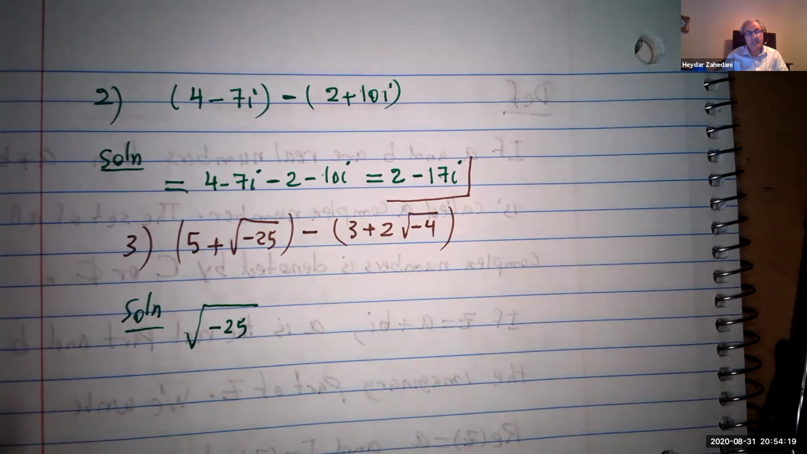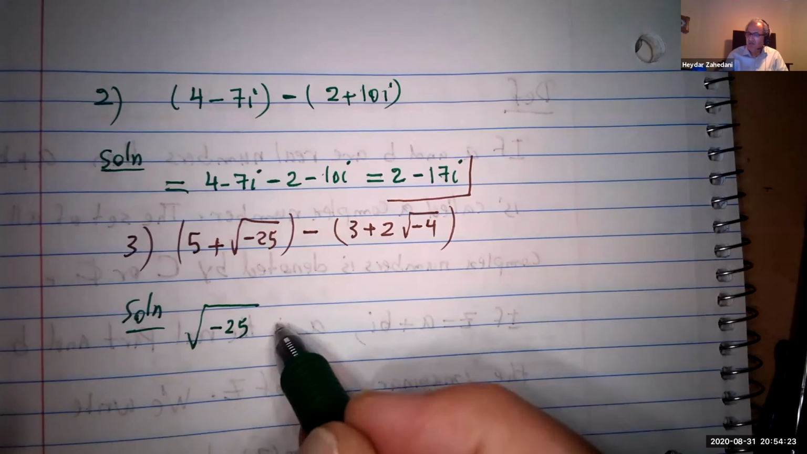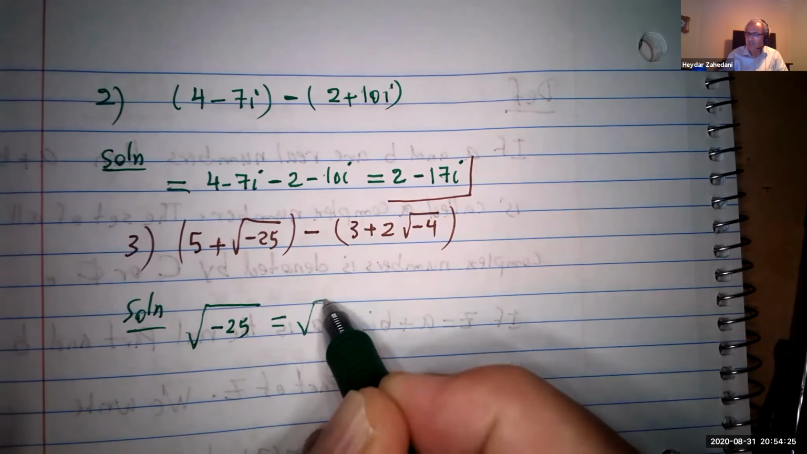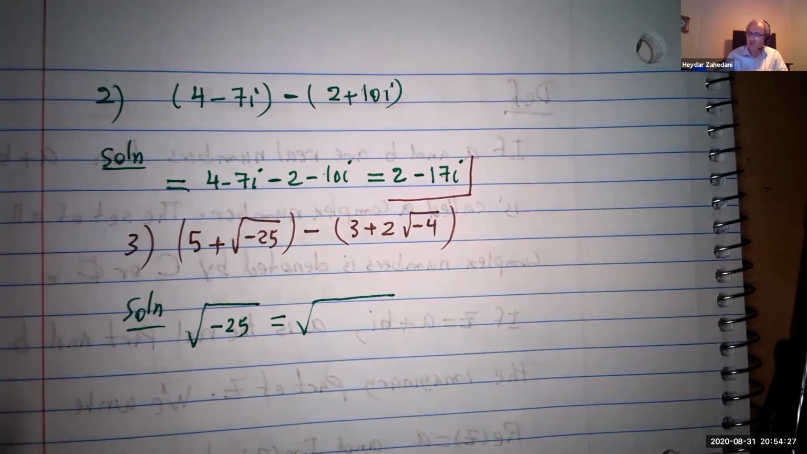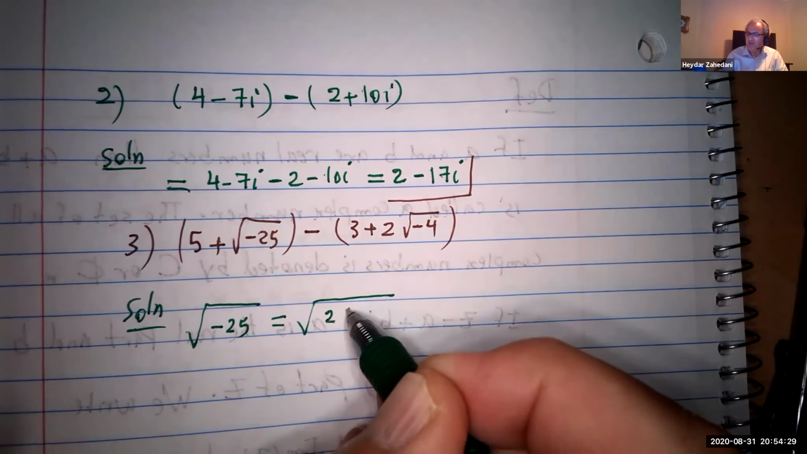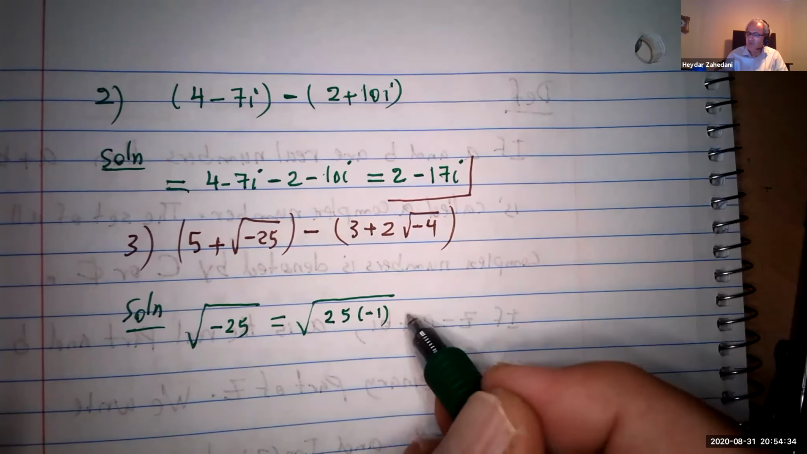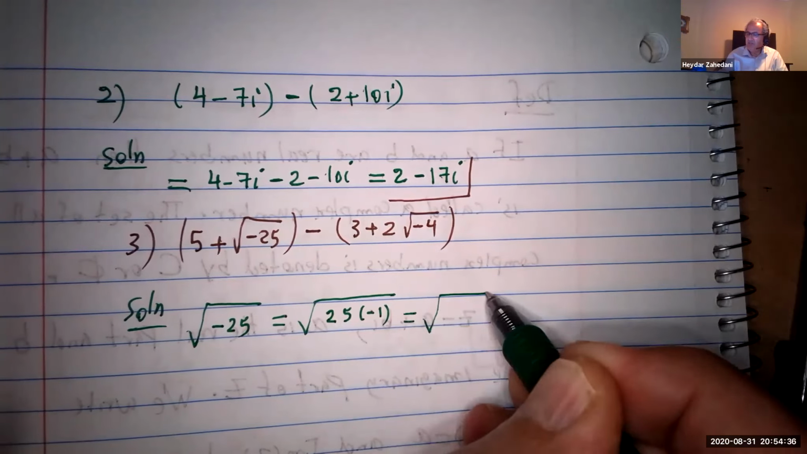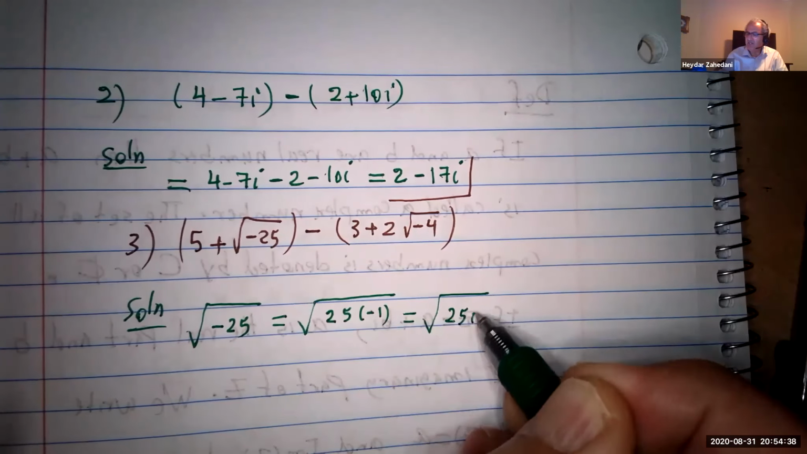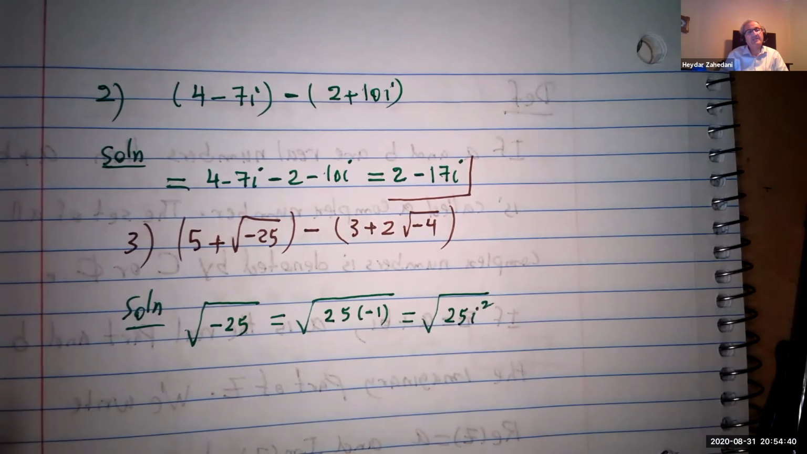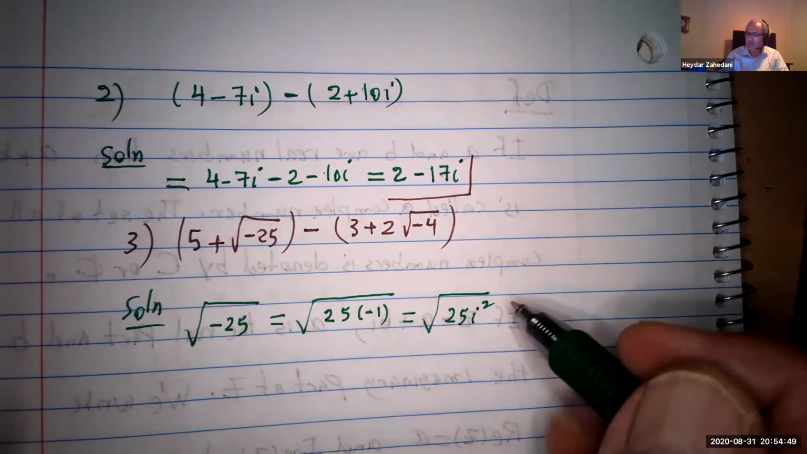Remember, i squared is a negative 1. So what you can do is rewrite this one as a radical. I'll just show you this first one. It's 25 times a negative 1. So you remove the negative 1 and replace it by i squared, because i squared is a negative 1. So quickly, radical negative 25 changes to radical 25i squared, which is 5i.